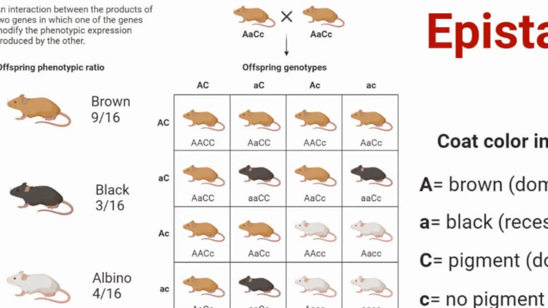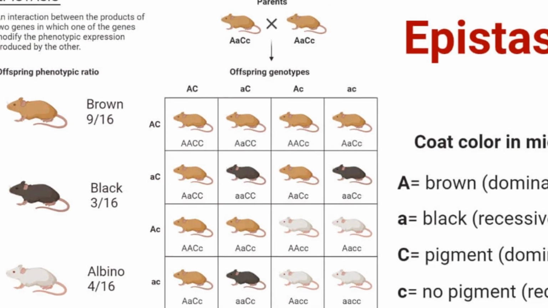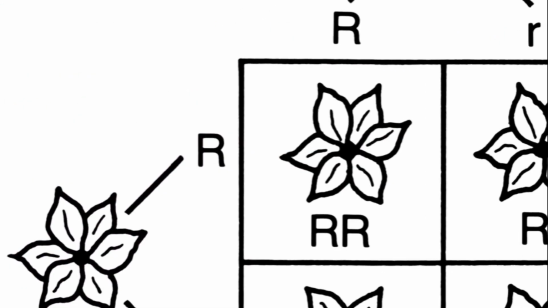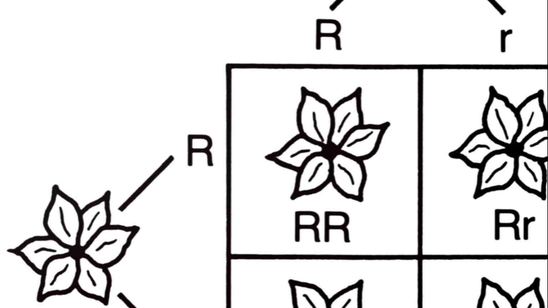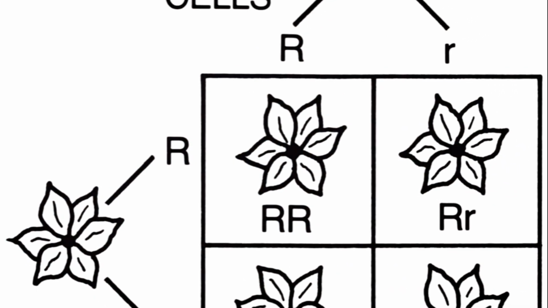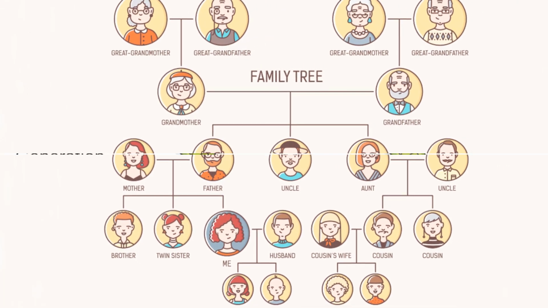Sometimes genes can interact in interesting ways, leading to phenomena like epistasis, where one gene masks the effect of another. The genetic diagrams we use, such as Punnett squares and pedigree charts, help us predict the outcome of these genetic crosses. They're like the rule books in our genetic lottery.